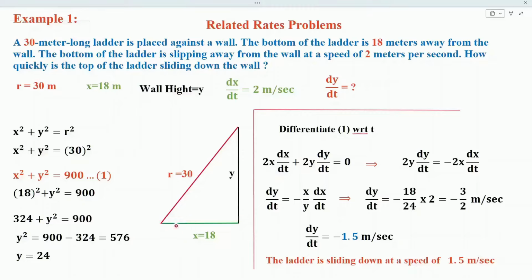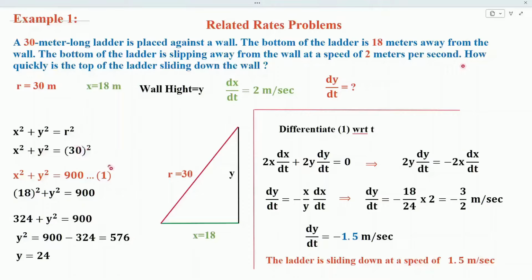The ladder is sliding away from the wall at a speed of 2 meters per second. We have to obtain that at which rate the top of this ladder is sliding down. Here we use the Pythagoras theorem. x square plus y square is equal to r square. The value of r, which is the length of the ladder, is constant, 30 meters.